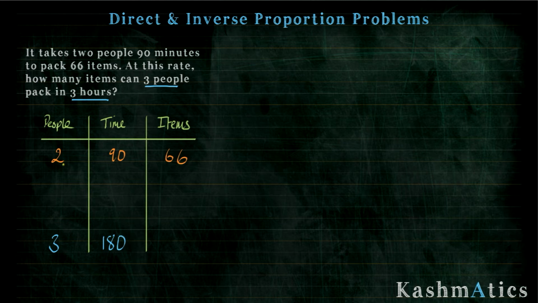So let's see what we can do. I want to first of all work out what one person can do. Okay, so one person to pack the same number of items would take twice as long. So if I've got half as many people, it'd take twice as long to do.